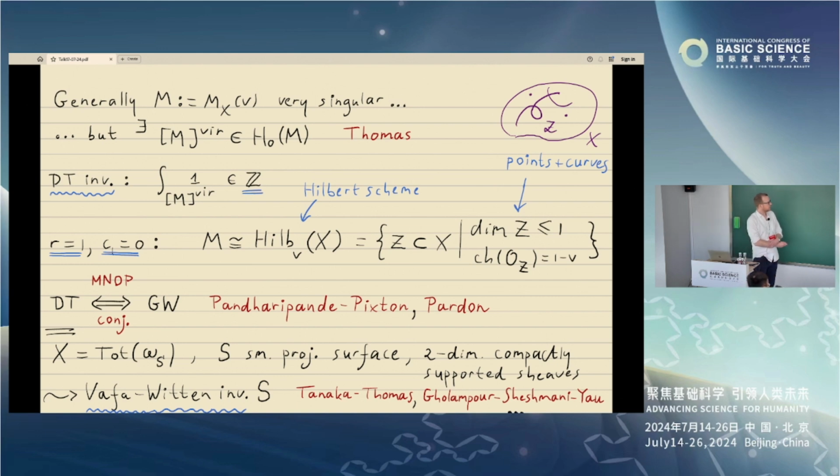But let me also point out that there are other interesting Donaldson-Thomas invariants one could consider. For instance, a case that I like is to take S a smooth projective surface and the total space of the canonical bundle over it. In this case, you can study two-dimensional compactly supported sheaves. And what Tanaka-Thomas and Gholampour-Sheshmani-Yau found is that you can use the DT theory of this setup to define Vafa-Witten invariants, which is a subject which is attracting quite some attention at the moment.